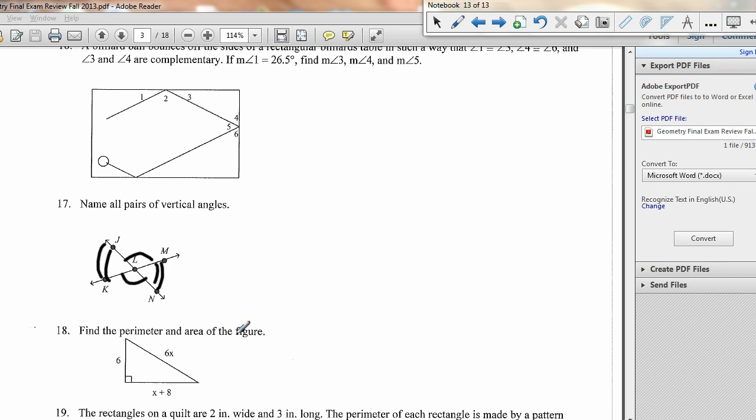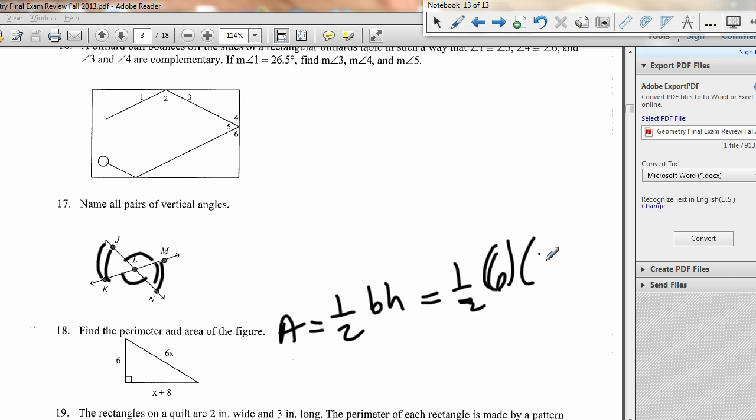Find the perimeter and the area of the figure. If you're going to find the area, you would do 1/2 times base times height for a triangle. So it's 1/2 times 6 times its height. That's 3 times x plus 8. So it's 3x plus 24. That's all you can do. You can't actually figure out the number. You don't know what x is. You don't have enough information.